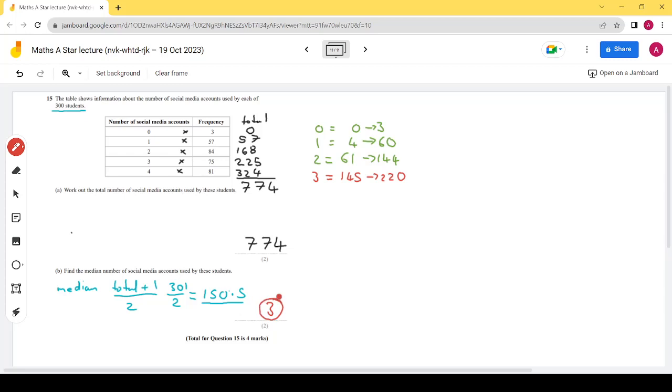And again, you could just add them all, but you wouldn't need to show some work in here. So you do the 3 plus the 57 to get you to the 60, plus the 84 to the 144, plus the 75, which actually, sorry, I should get you to 219. That's a little slip I made on the end. It should be 219 here. But it doesn't matter regardless because 3 will be in that group because the 150th and the 151st result are in that group, which means the median number of social media accounts is 3.